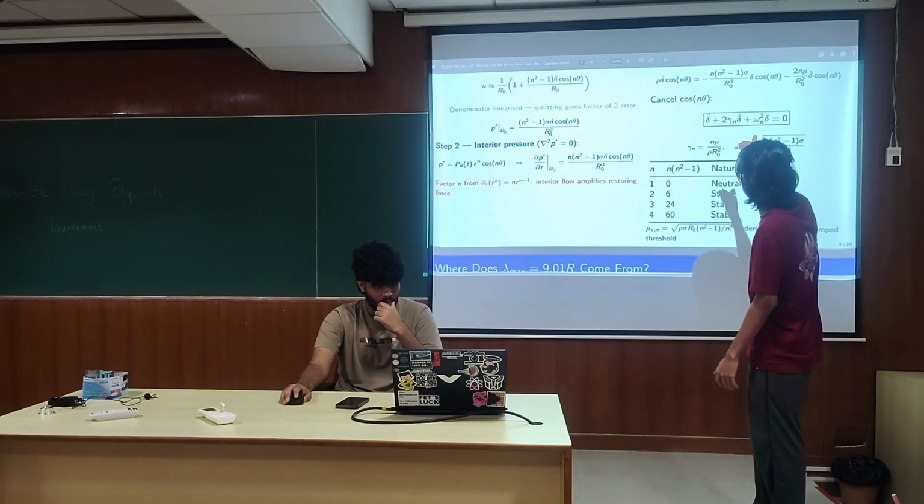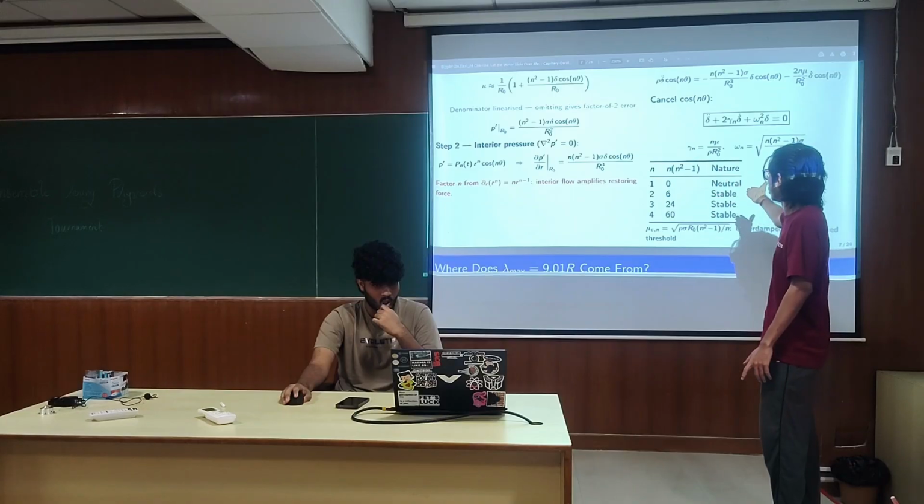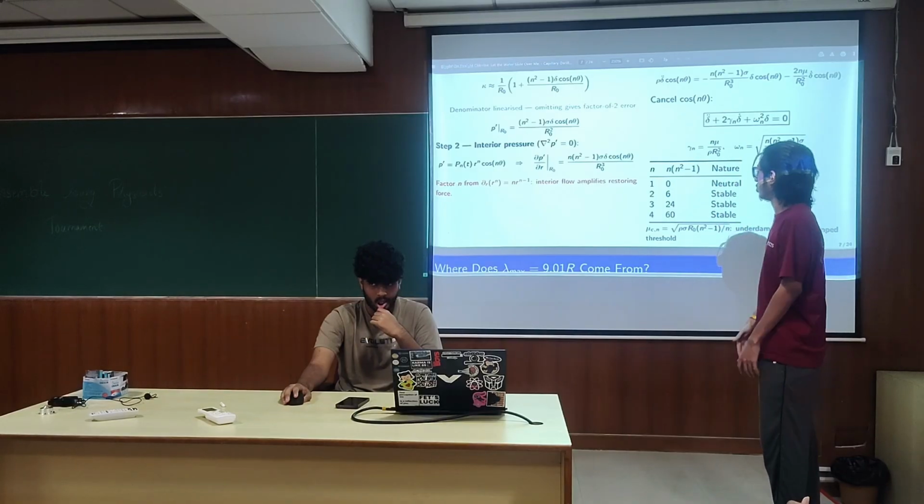And these are the conditions for the different jet characteristics that can be seen. We see that trivially for n equals 1, the jet will be neutral, and then from there you can see stable flows.